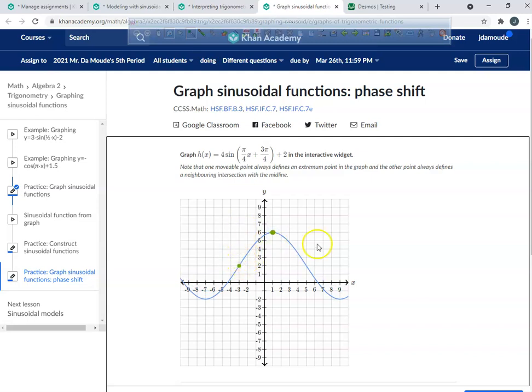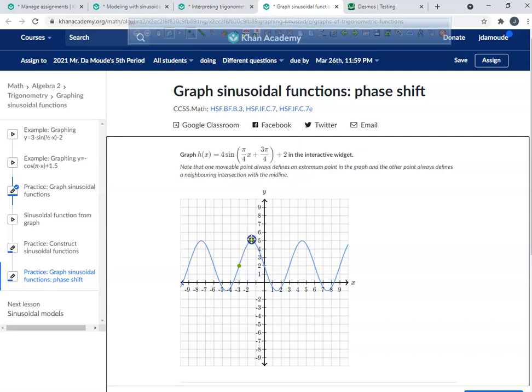1, 2, 3, 4. But here's the thing. What's the length of our period? 8. So here's what I need you guys to understand. From here, it's got to go 1, 2, 3, 4, 5, 6, 7, 8. So I literally have to finish it right there.